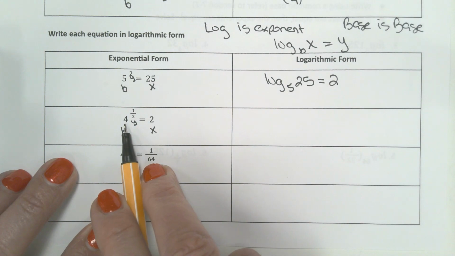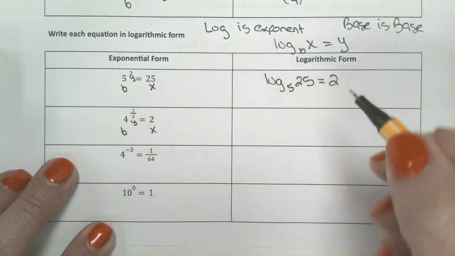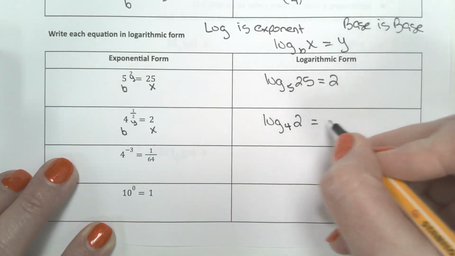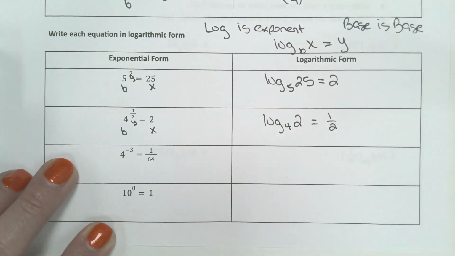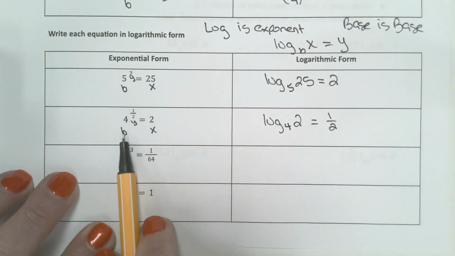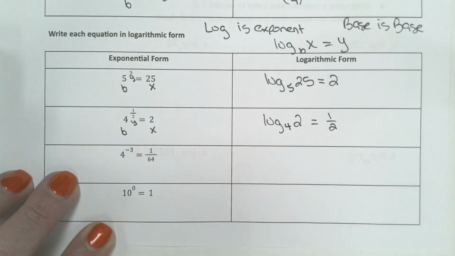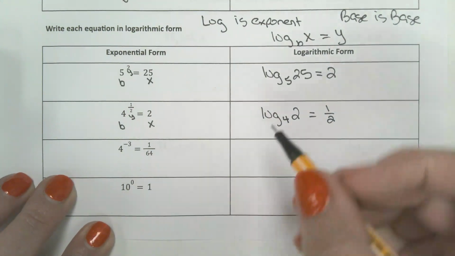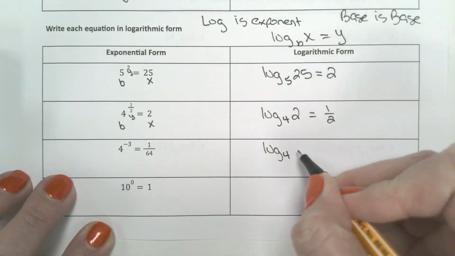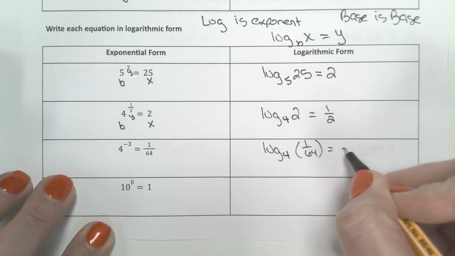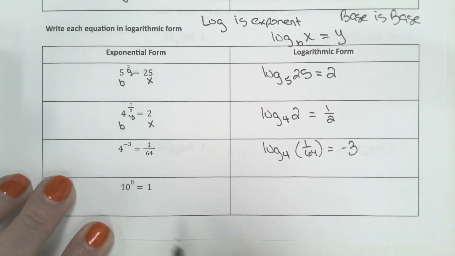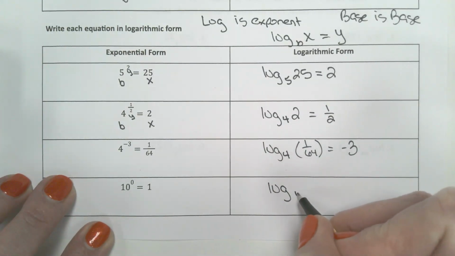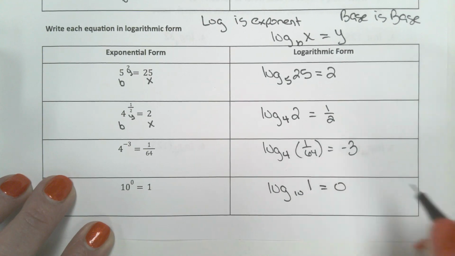The 4 is always the base because that is your exponent. So therefore I have log base 4, 2 comes to the other side, 1/2 goes to the other side. So log base 4, and then the 1/2 and 2 switch sides. Right here I have log base 4 of 1/64 equals -3. And this is log base 10 of 1 equals 0.